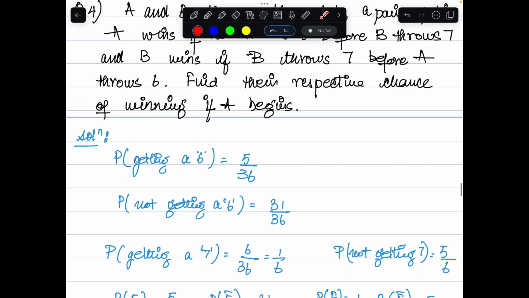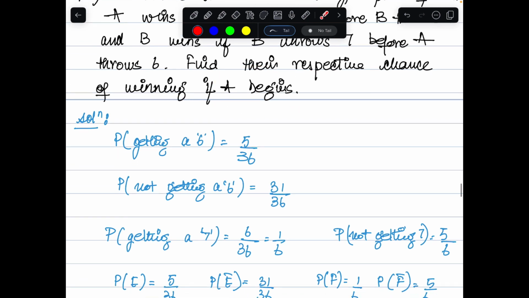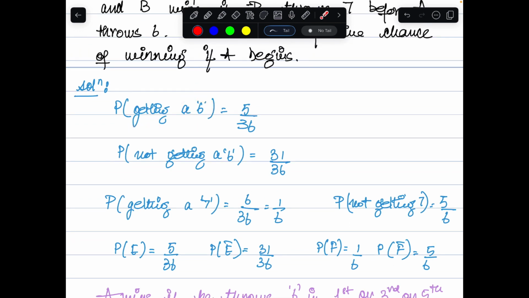Now what is given is, find their respective chance of winning the game if A begins. When A begins the game, what are the chances that B will win or A will win? Let's see. First of all, let us find the probability for both. Getting a 6 is what? 5 by 36. Why? Because there are 5 chances.